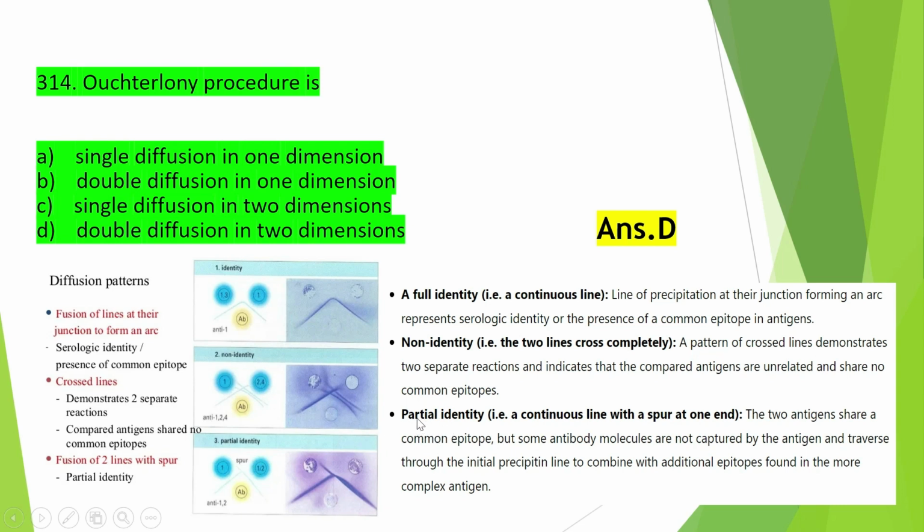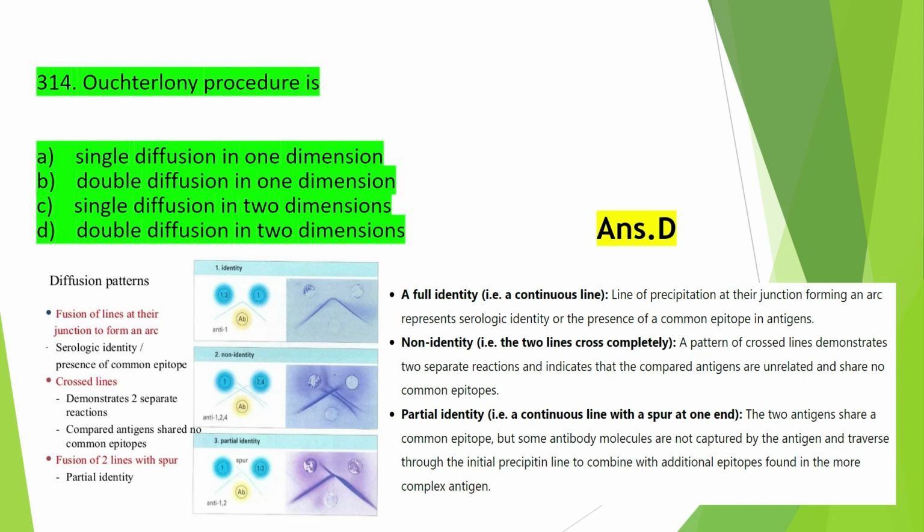And the last one is if we get a partial identity, like this is the partial identity. So if we get a partial identity, then we can conclude that the two antigens share a common epitope, but some antibody molecules are not captured by the antigen and traverse through the initial precipitin line to combine with additional epitopes found in the more complex antigens. So they are the same antigens but they have different epitopes. Okay, so this we can conclude from the double diffusion technique, that is the Ouchterlony double diffusion antigen antibody complex technique.